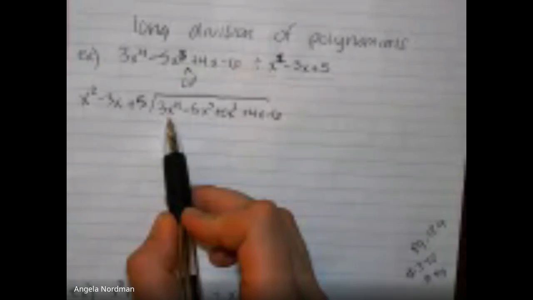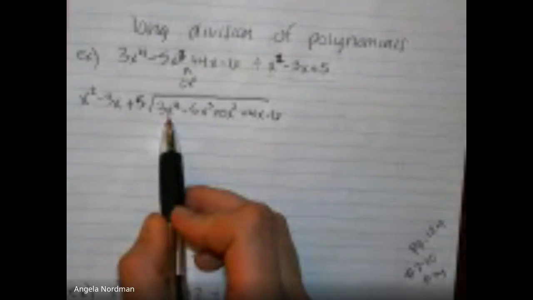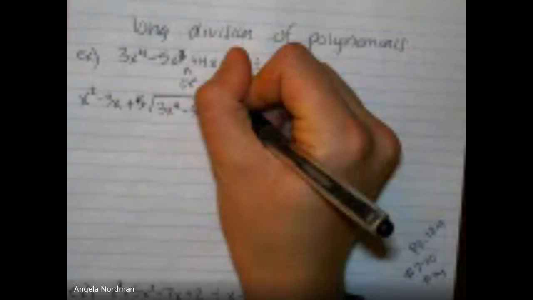So the way that we perform this, we take the very outside term of our divisor and we say, we want to know what times this term will equal my first term. So x squared times what will give me 3x to the 4th? That will be 3x squared. Now test yourself. x squared times 3x squared gives me 3x to the 4th.